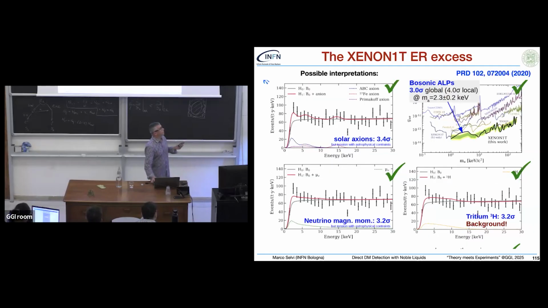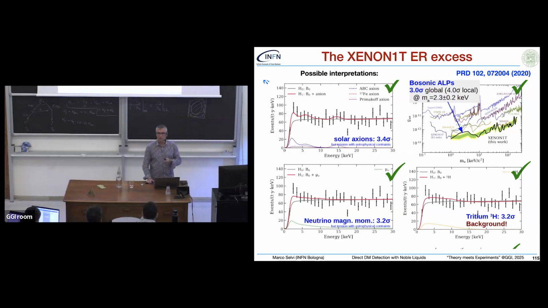In the end, it was appealing because axion-like particles, but also solar axions, anomalous magnetic moment of the neutrinos can have an effect in this region here, but also tritium. Tritium was a background that was not expected, was not considered in the background model. In the end, it turned out that it was one possible explanation.